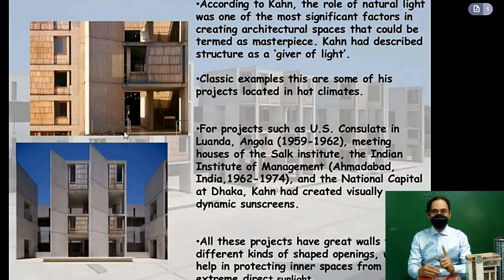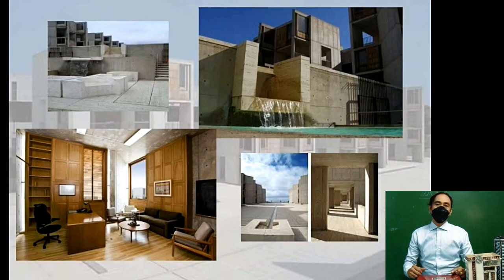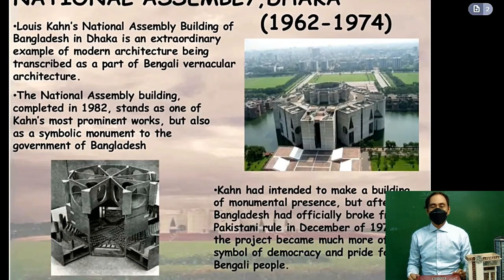Notice, guys, he uses sun baffles or sunscreens here, protecting the inner space from the harsh sunlight. This is architecture of function. Kahn is influenced by Egyptian architecture, which uses vernacular materials like those bricks and uses vast space.